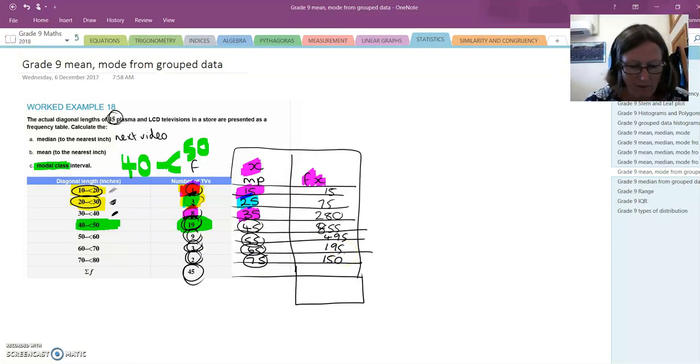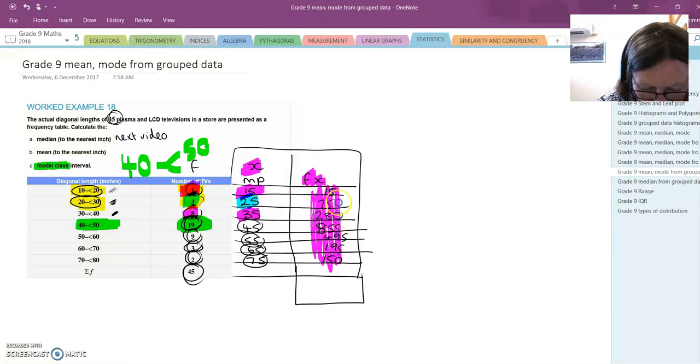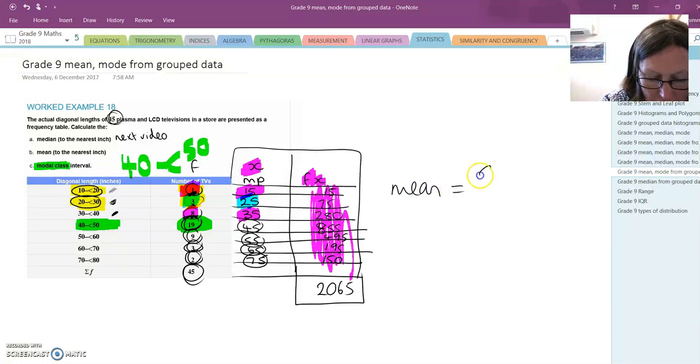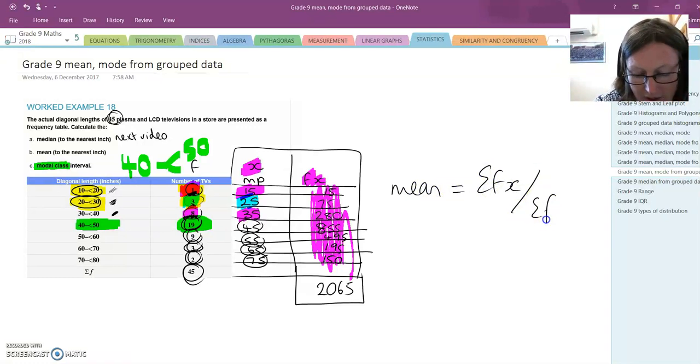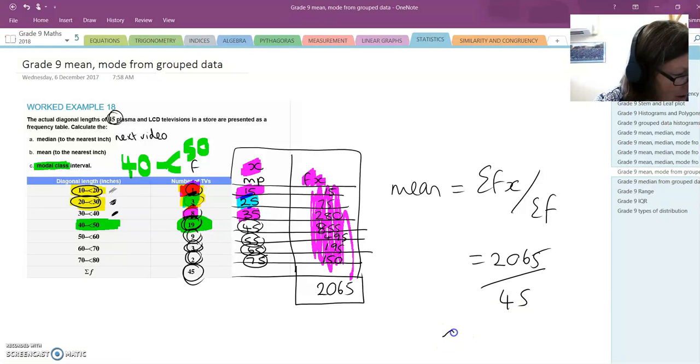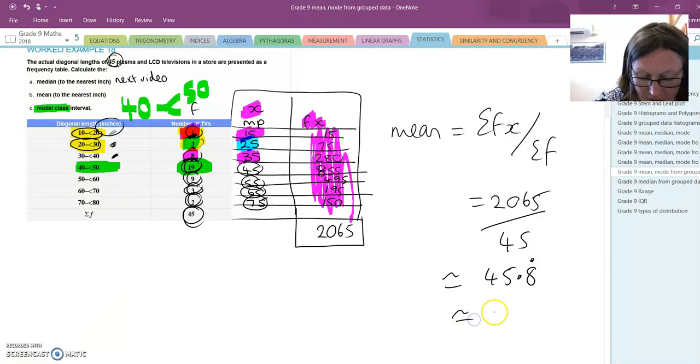I then total up my FX column. So what I'm now going to do is total up these scores here. When I total up those scores there, I get 2065. My mean is the total of my FX column divided by the total of my F column. So I've got 2065 divided by 45. And if I do that in my calculator, 2065 divided by 45, I get 45.8 recurring inches, or to the nearest inch, the average is approximately 46 inches.